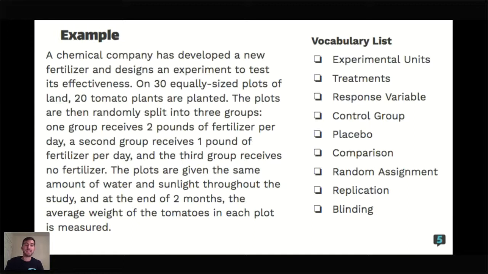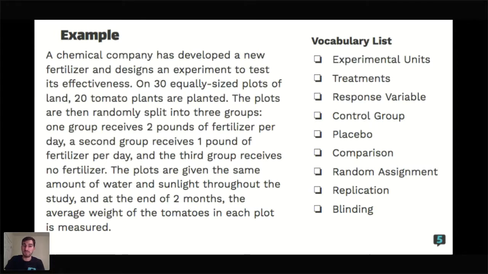And blinding here, I mean, plots of land aren't people, so there's not really blinding there. But if I, as the person who's measuring the weight of the tomatoes at the end of the study, don't know which plot the tomatoes came from and all I was doing was weighing them, then I might be blind to the treatments. So there could be a single blind experiment here, but I don't really know that it would be double blind. I guess maybe if the person, because you know if you're putting fertilizer in, so I don't think it could be double blind. So lots of vocab terms here on the side.